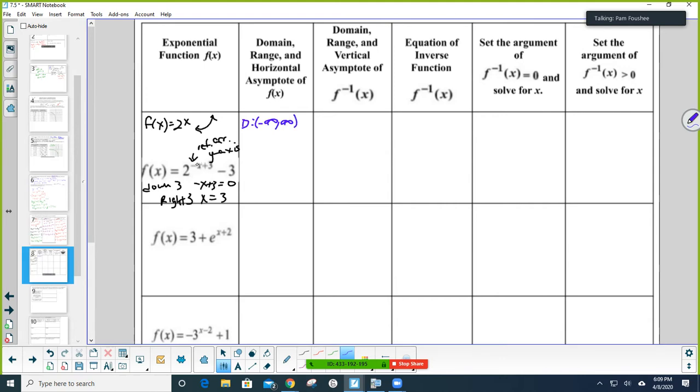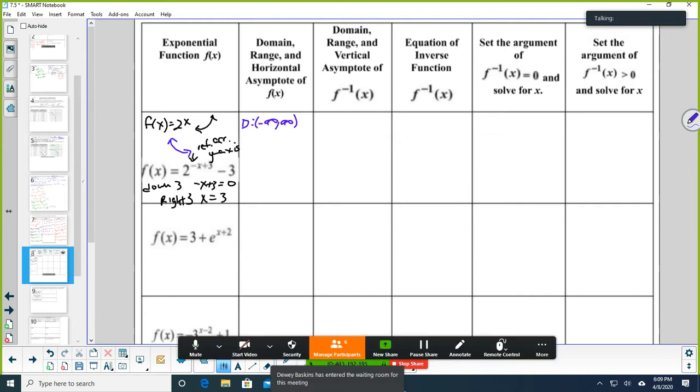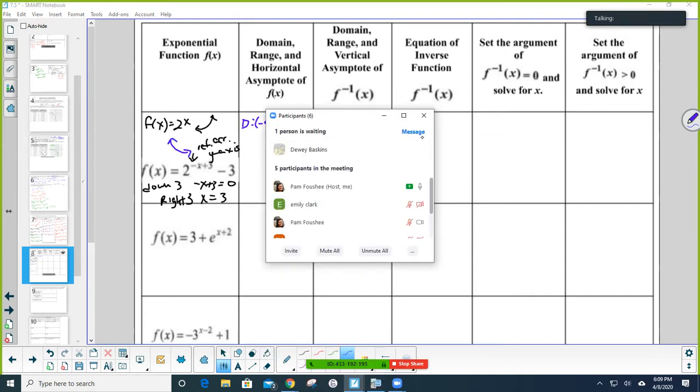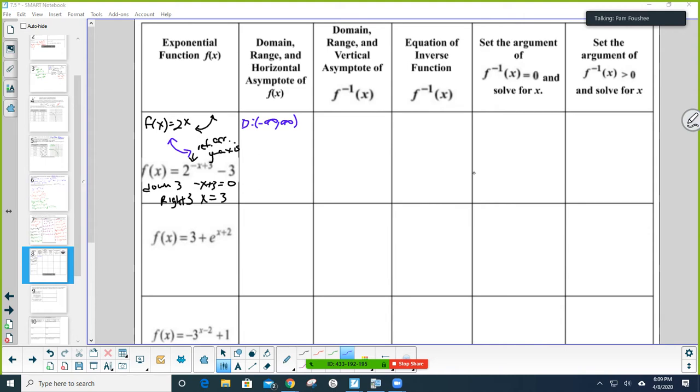Now, what this negative does to it, this negative makes it go this way instead. We reflected it across the y-axis, so it looks like that now. So now my range, you have to remember, we went down 3, so we're starting at 3 and we're going up forever. And then my horizontal asymptote is just y equals the number that's at the end. So questions on that part, are you okay with that?